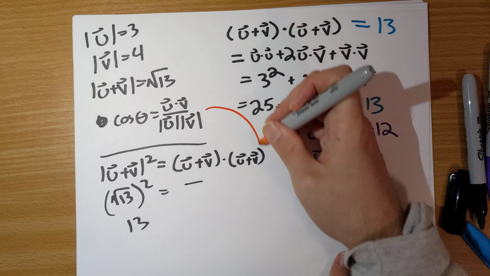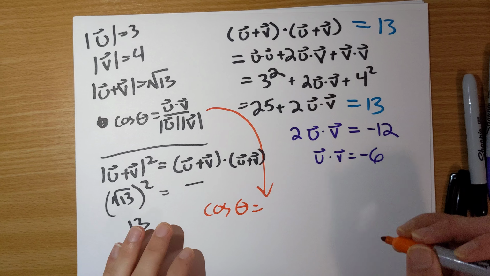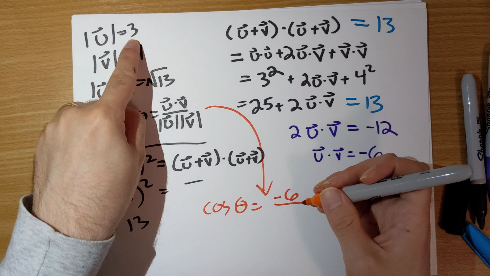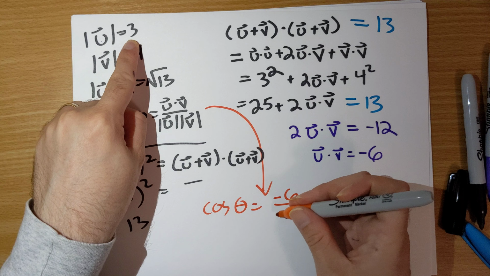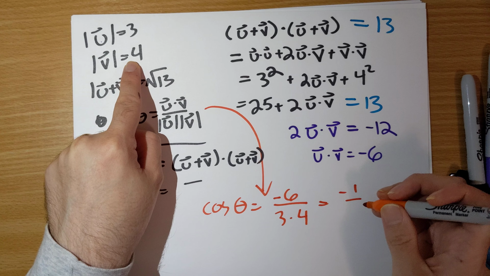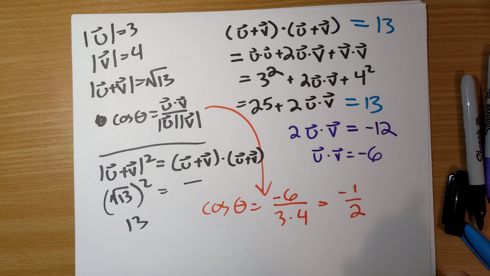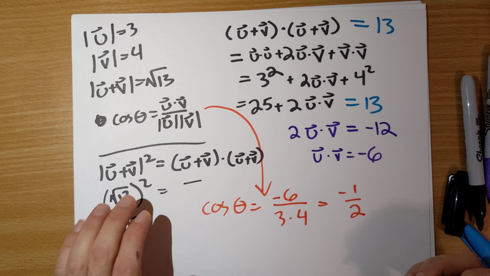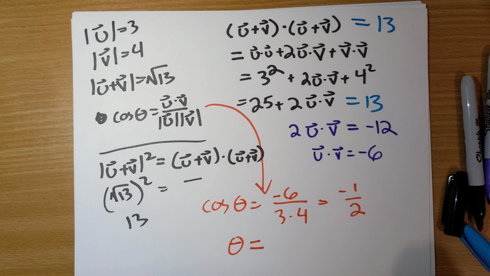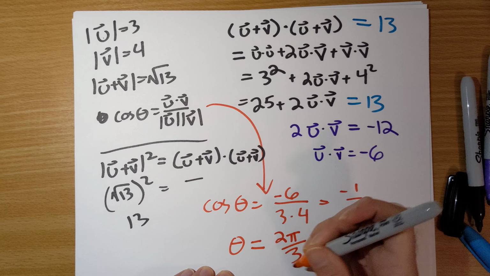So what are we left with? Cosine of theta is U dot V, negative 6, over the magnitude of U, which is 3, times the magnitude of V, which is 4. Cosine theta is negative 6 over 12, negative 1/2. And this is one value that we should know off the top of our heads. What is theta going to be here? If cosine theta is negative 1/2, theta is 2 pi over 3.